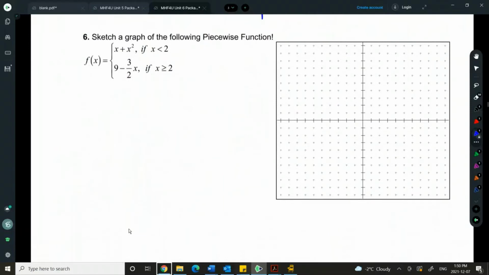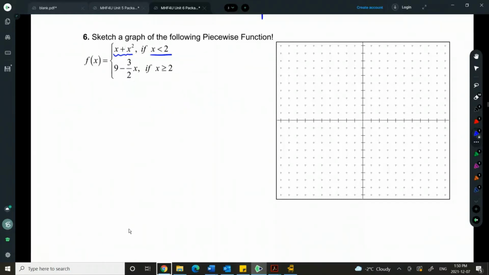Okay, and then we have this little interesting function. We've seen each of these things before. This is a quadratic, this is a line, but we may not have seen a piecewise function before. So these are kind of interesting functions. There's one function that represents the function for a certain value of x, and then there's another function for other values of x.